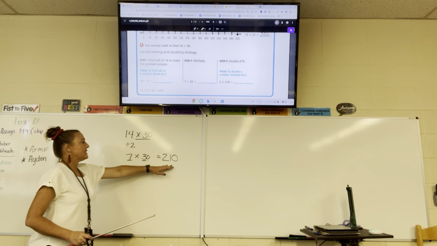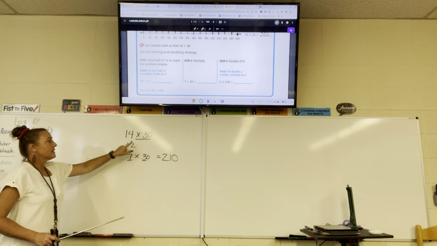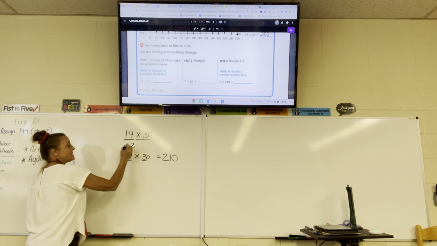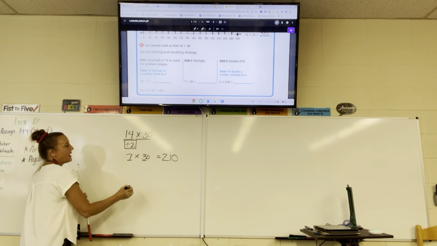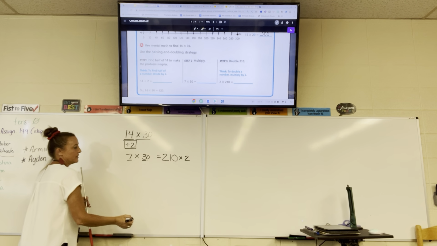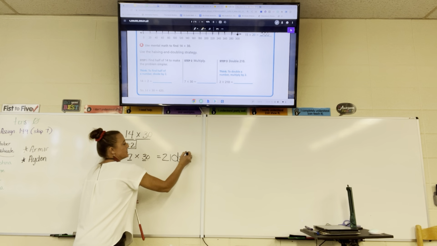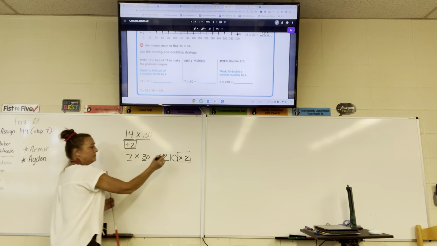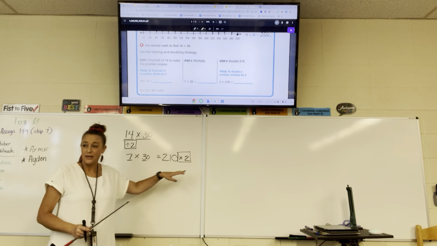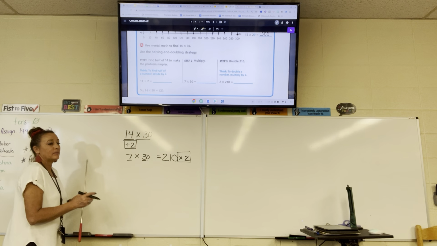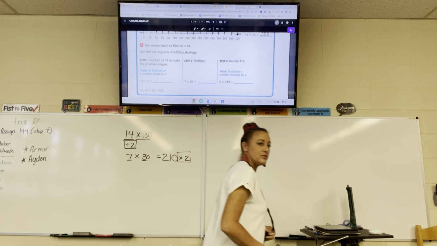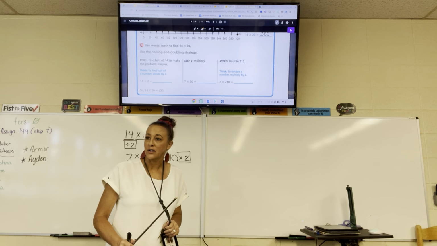210 is the answer to 7 times 30. That's half of our answer, because our original problem was 14 times 30. So we cut 14 in half, so that means we need to double our answer. And then those end up canceling each other out. If you divide by 2 here, and then multiply by 2 here, they cancel each other out. It's kind of like taking 2 steps forward and then 2 steps back. I ended up right where I started, right?